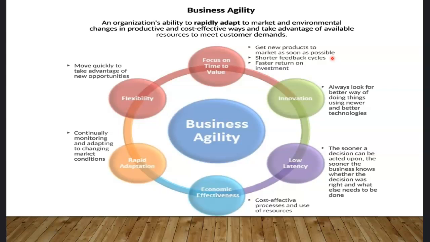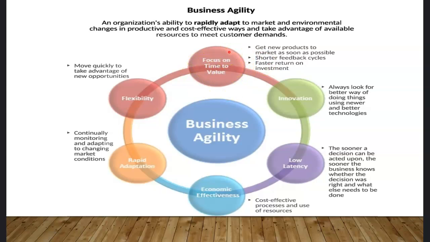Azure helps in these ways by shortening the amount of time needed to provision new resources, or scaling our resources up and down based on our business needs and the time, by being able to focus more on the business rather than our IT management. We are able to get our products to market as quickly as possible and shorten these feedback cycles. That's where focus on time to value comes into the picture.